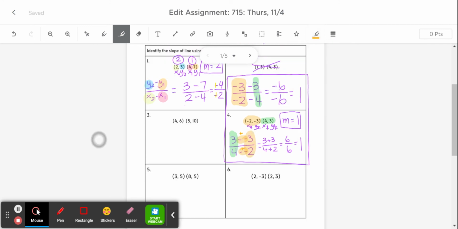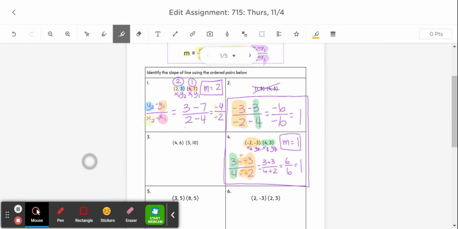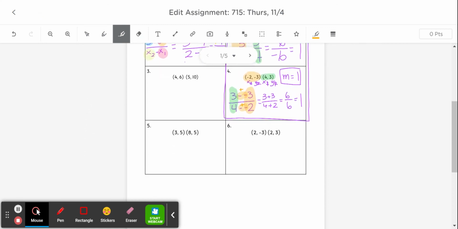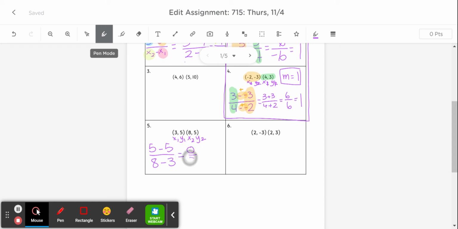Okay. I'm not going to show you any others. Actually, I changed my mind. I am going to show you 5 and 6. Okay, so in 5, let's do this. X1, Y1, X2, Y2, Y2 minus Y1 over X2 minus X1. On the top, we're going to get 0, and on the bottom, we are going to get 5. 0 over 5 is the same as 0, so in this case, the slope is 0.